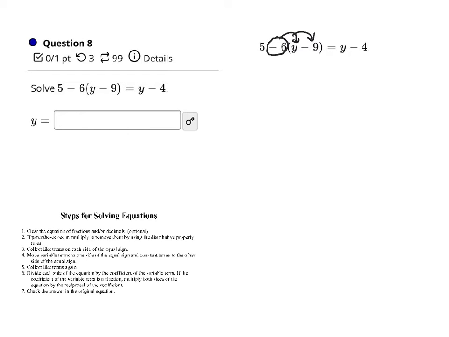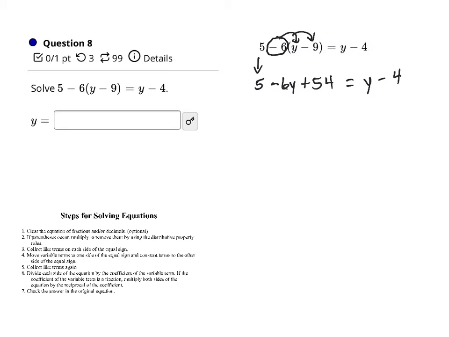Don't try to get in a hurry and go, oh, 5 minus 6, that's what? No. Multiply to get rid of your parentheses first. So we're going to bring the 5 down. And the -6 we're going to multiply times y, so that's -6y. -6 times -9, that's going to be a positive 54, equals y minus 4.